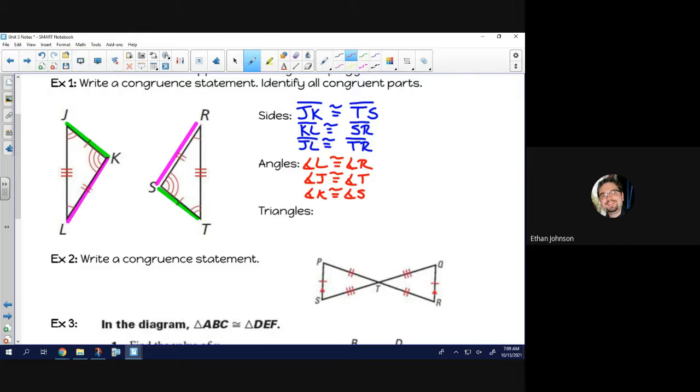Now for the last bit of the triangle congruency. We're going to say triangle something is congruent to triangle something. Let's say triangle LJK, so single arc to double arc to triple arc, LJK. That matches with RTS. Same order.